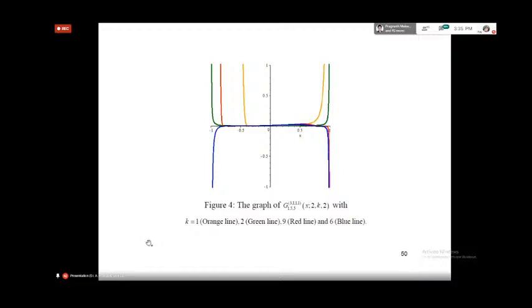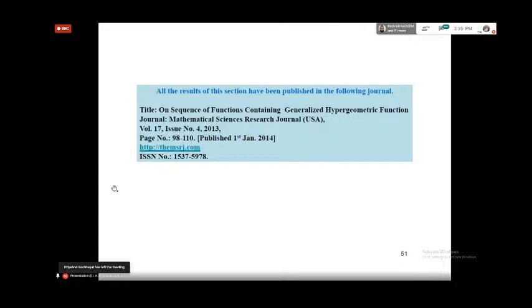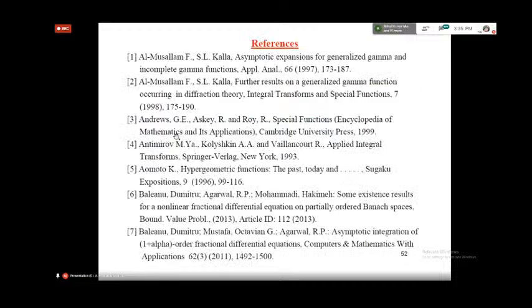And the graph of this again by putting some corresponding values. These are the values. So this again we will get, but all the graphs were plotted by using the Maple software. And this work was published in the Journal of Mathematical Science and Research Journal. And these are the references.